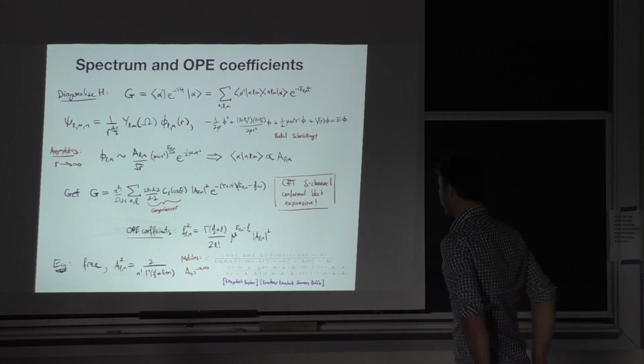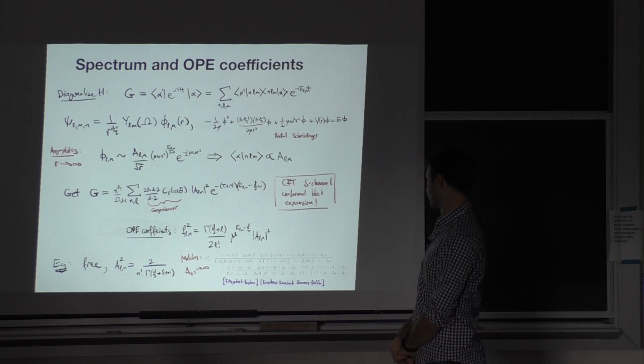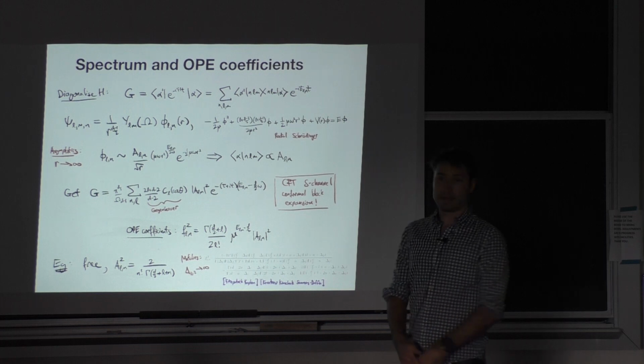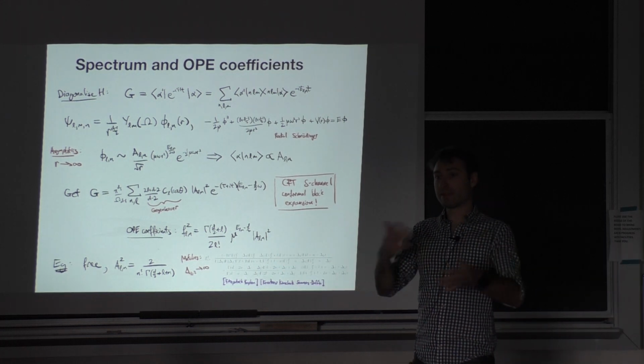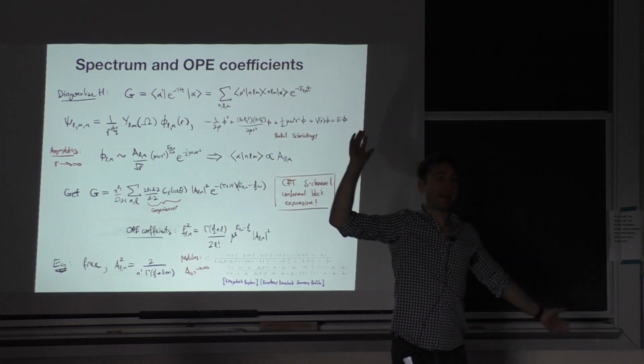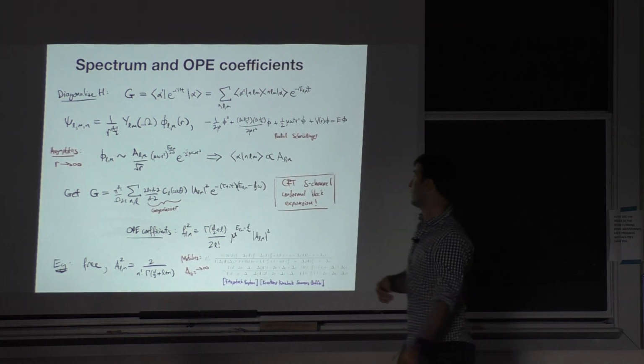Let's just very briefly go through this. I don't want to go through it too much. But you can now calculate these things, so you can relate the spectrum and OPE coefficients in the usual way. You insert a complete set of states, labeled by NLM. There are spherical harmonics and radial wave functions, and away you go.